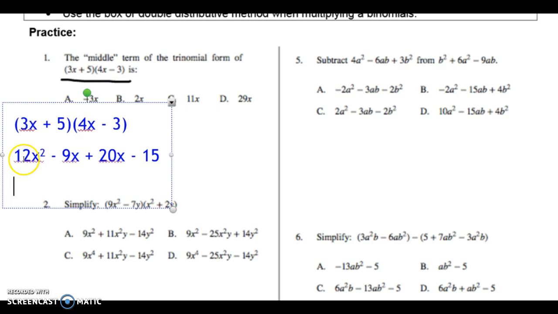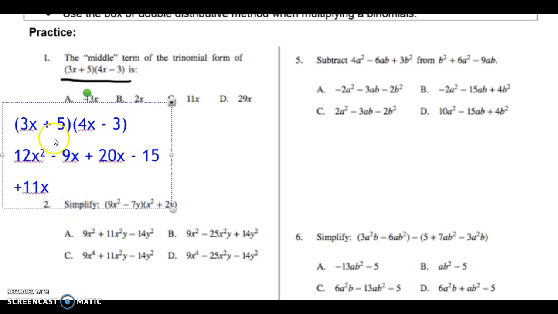It tells us it's looking for the middle term. So this is the first term, 12x squared. This is the last term, negative 15. The middle term should be when you combine these two together. Negative 9x plus 20x, that should give you positive 11x. Those two added together, right? This middle term is the one we're looking for.